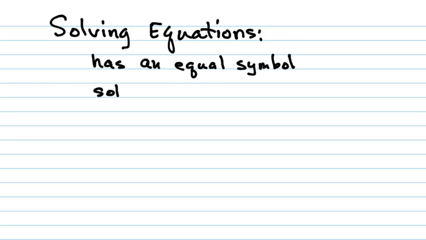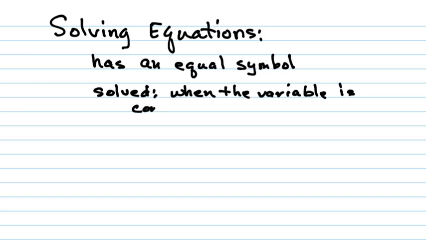And we know that it's solved when the variable is completely by itself. And that's how you know when you're done. Because sometimes in mathematics, it's difficult to understand when you're finished. But here with equations, we know we're done when everything is by itself. So what I want to do is I'm going to put a couple of things up here, and I want you to tell me, am I done or not?